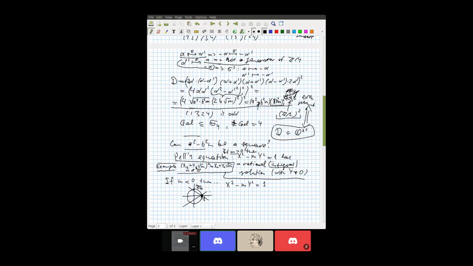So let me write this. The equation of this line is y is equal to lambda times x minus 1, where lambda is a rational number.